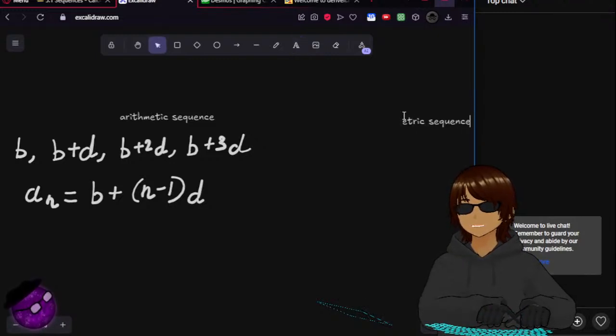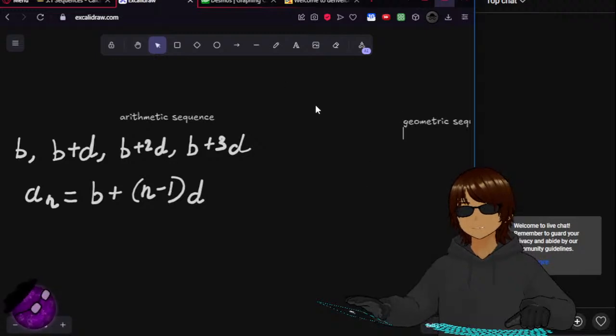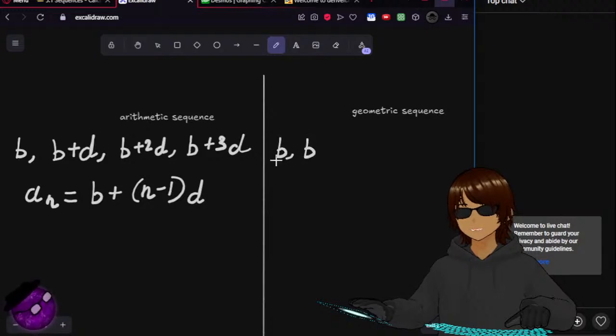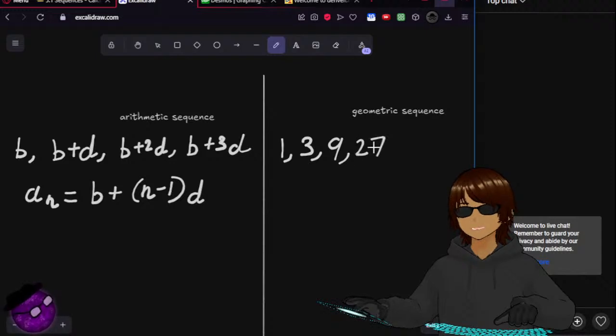Geometric sequence. So for a geometric sequence, you have the first term, and then the first term is multiplied by something, let's say r. So you have something like 1, 3, times 3, and then times 3 again, and times 3 again, like that.